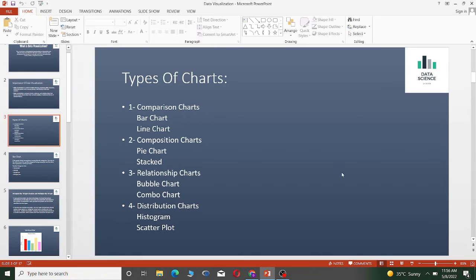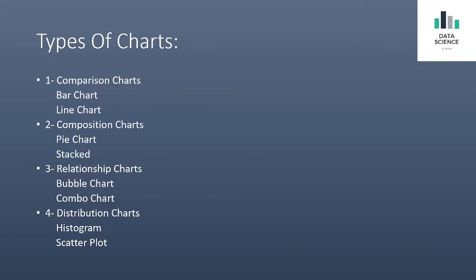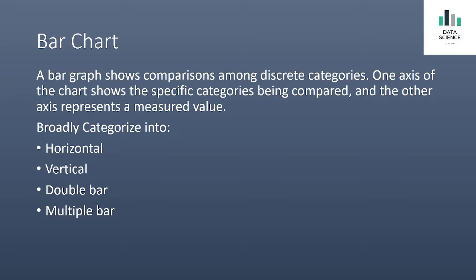So folks, in the previous video, we went through what data visualization is, its importance, and the types of charts. Now, in this video, I am going to elaborately discuss each and every chart. First of all, let's begin with comparison charts. In comparison charts, there are mainly two types of chart: bar charts and line charts. Let's begin with the bar chart.